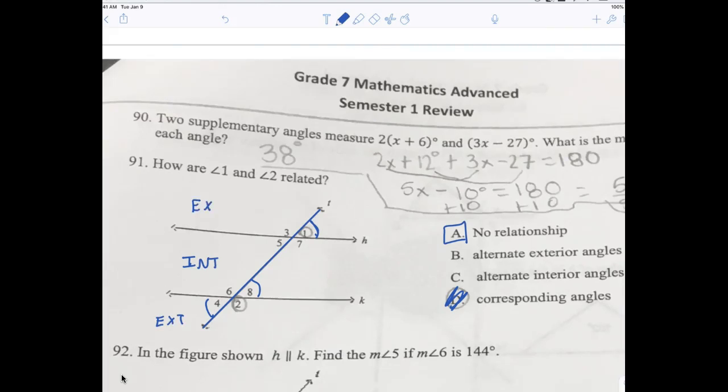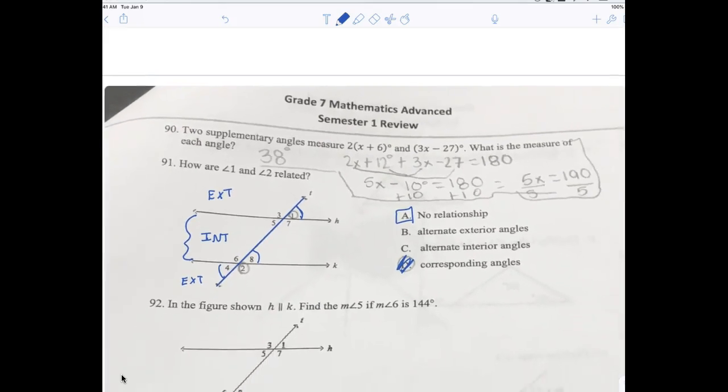Do you know why it's called interior? Because it's on the inside of the parallel lines. So these have to be something to do with exterior. Alternating means they're on opposite sides. Now, alternate interior. Give me an example. 6 and 7. Yes. What else? 5 and 8. All right, I'm happy with that.